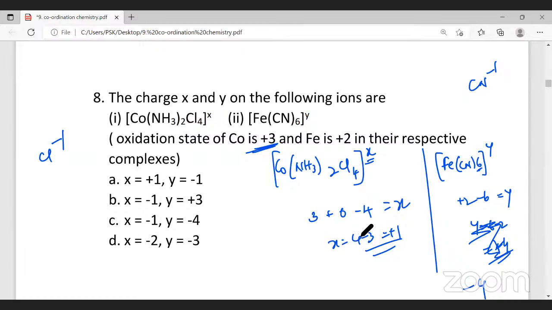So Y is minus 4, and x is also minus what? This is minus 1. Yes sir, I made a mistake. This x is equal to minus 1. Minus 4 and 3 is minus 1. So the answer for this question is option C. Thank you.